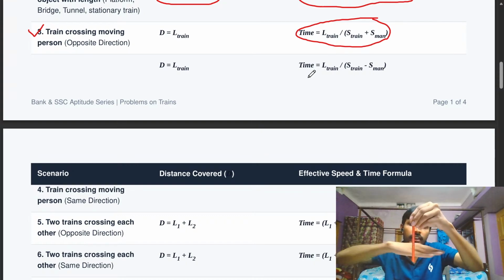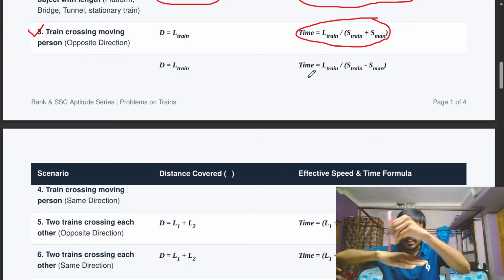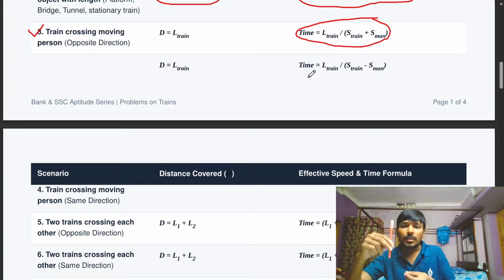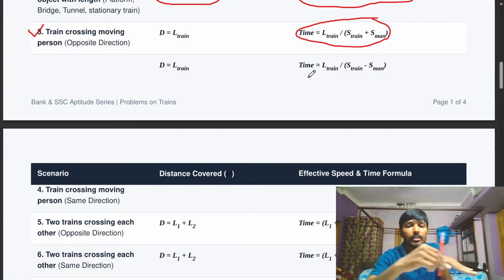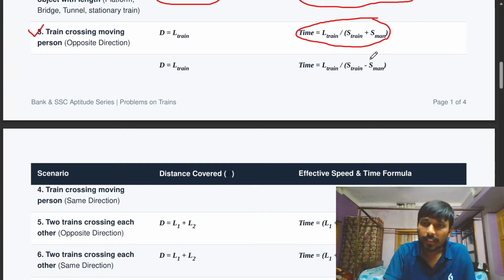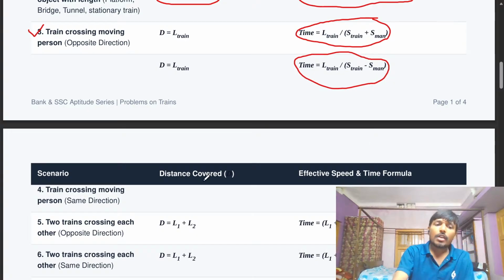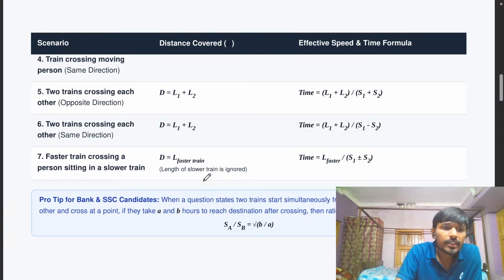So time equals the length of the train divided by the speed of the train minus the speed of the man. This train and this man are moving in the same direction, so in this case we have to subtract the speed. So this is the formula. Please remember this formula. Now we are moving to case number 5.